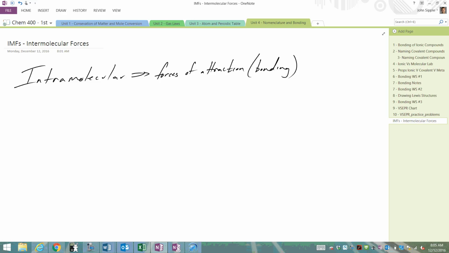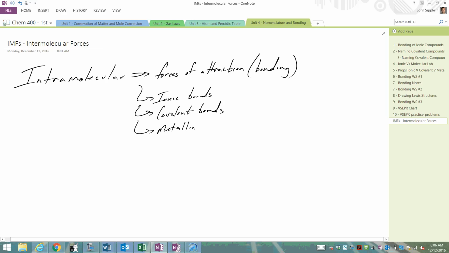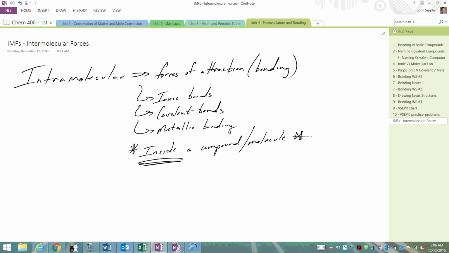Intramolecular forces, examples of this stuff, are ionic bonds, covalent bonds, metallic bonding. These are all things that are inside a compound or molecule. So internal. These are super strong. Ionic bonding, covalent bonding, metallic bonding, they're all very strong in comparison.